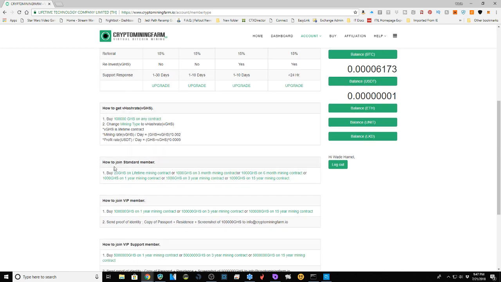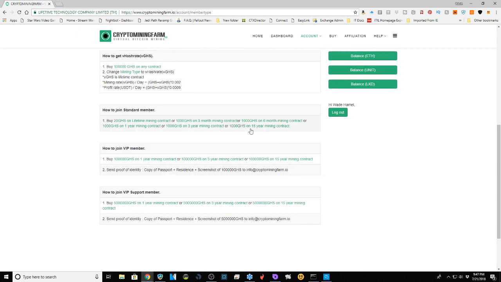So there are some things you have to do to become a standard member. You have to buy 20 gigahash in a lifetime contract, or 1 terahash in a three month contract, or 6 month, or 1 year, or 3 year, or five year. That's a typo, not 15. That's where I kept getting 15, as they must have had a 15-year contract in there somewhere, because they keep interspersing 15 in there sometimes.